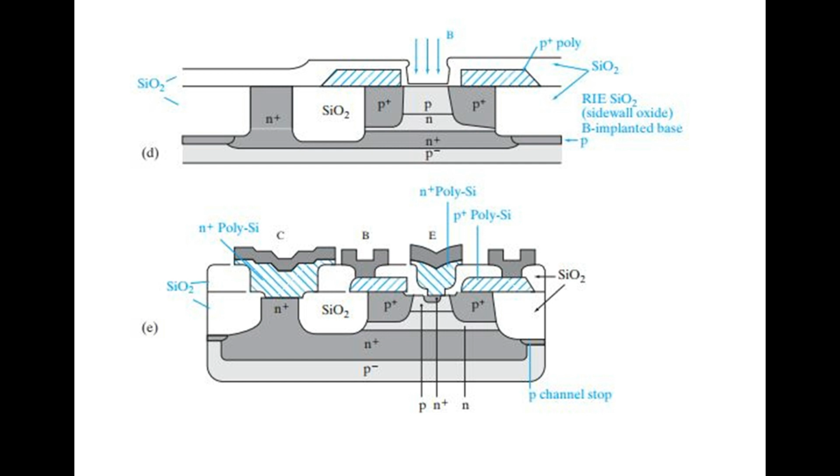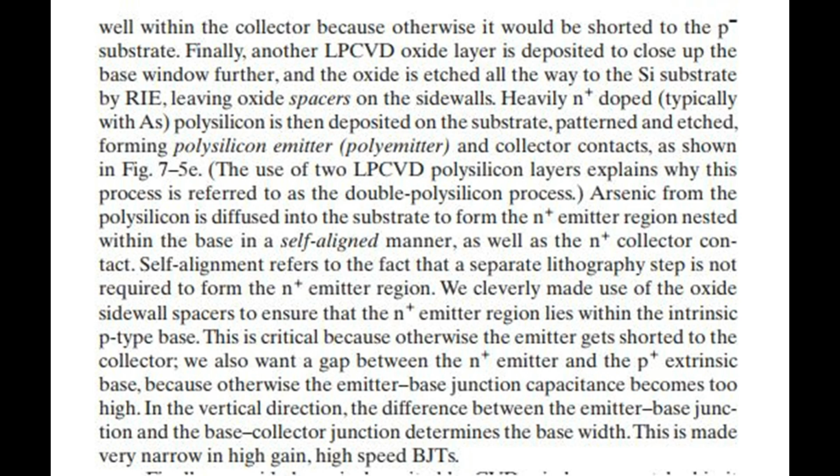Finally, another LPCVD oxide layer is deposited to close up the base window further, and the oxide is etched all the way to the silicon substrate by reactive ion etching, leaving oxide spacers on the side walls. Heavily N+ doped, typically with arsine, polysilicon is then deposited on the substrate, patterned and etched, forming polysilicon emitter, polyemitter, and collector contacts, as shown in Fig 7.5e. The use of two LPCVD polysilicon layers explains why this process is referred to as the double polysilicon process.